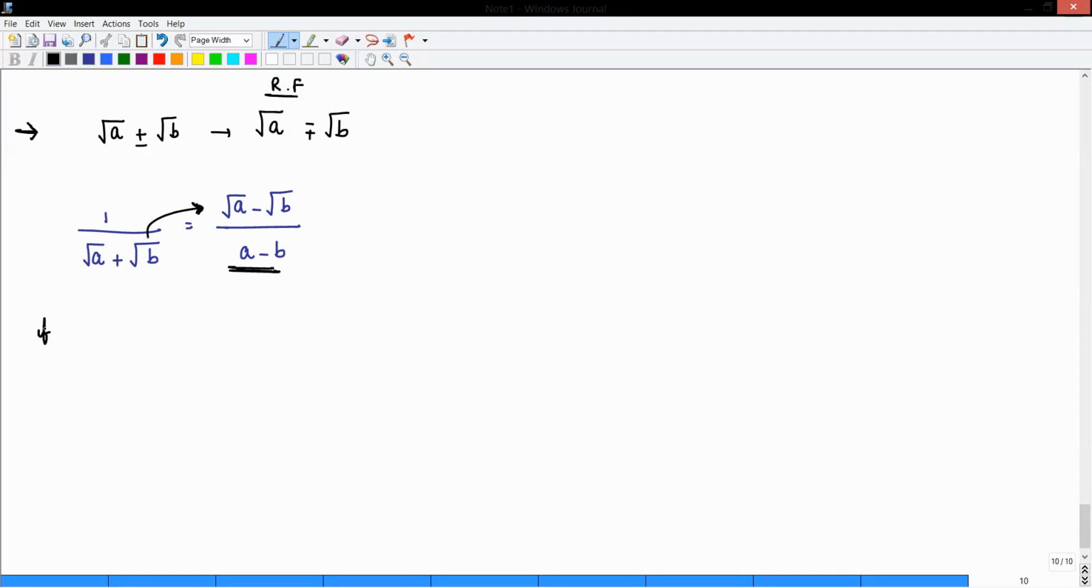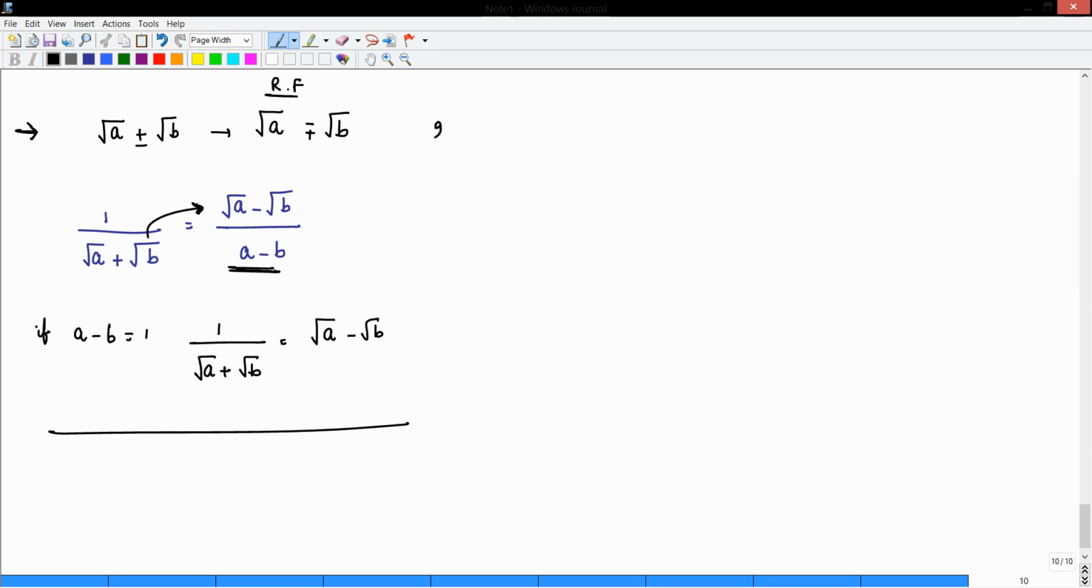Suppose if a minus b is equal to 1, then you can always write 1 by root a plus root b is equal to root a minus root b. And vice versa. 1 by root a minus root b is equal to root a plus root b.